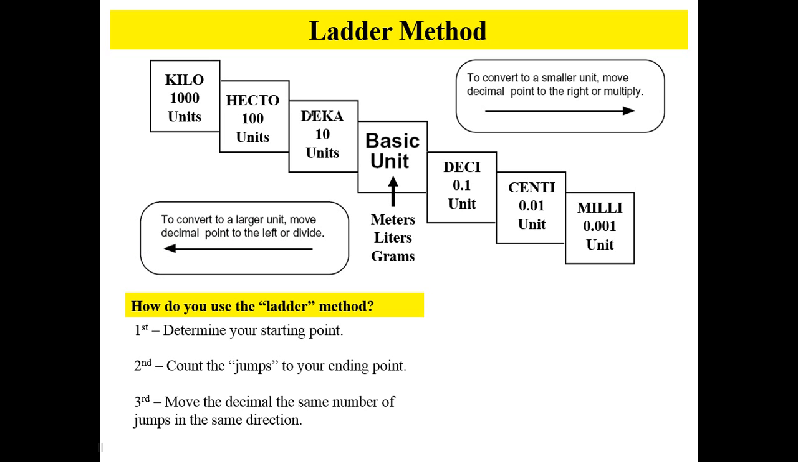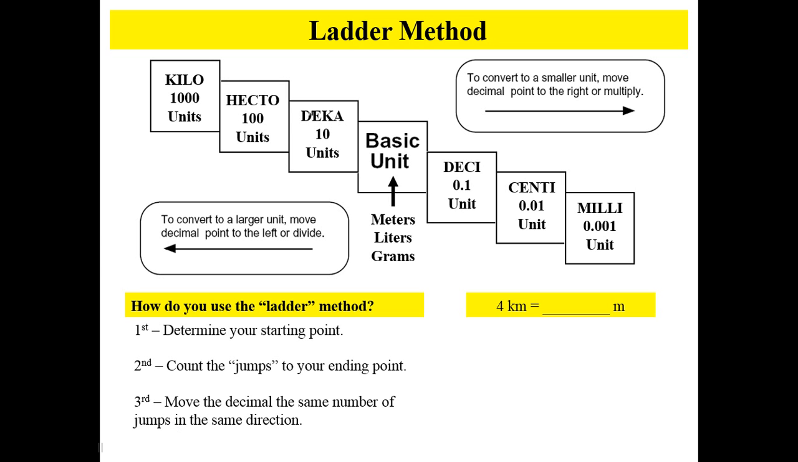So how do you use this ladder method? First, you determine your starting point. Then you count the jumps, or the number of steps, to get to your ending point. The starting point and the ending point both refer to either the base unit or the base unit plus one of these prefixes. Finally, you move the decimal the same number of steps or jumps and in that same direction.